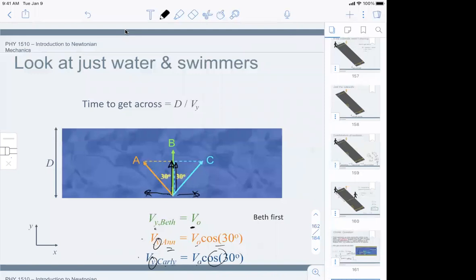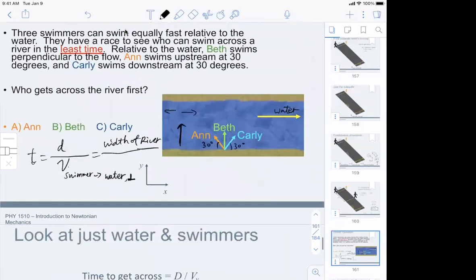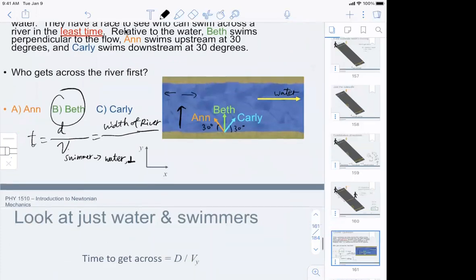So Anne and Carly will cross the river in the same amount of time, but they will both be behind Beth. Beth has the biggest velocity and crosses first, because cosine of 30 degrees is less than 1. So these two velocities are both smaller than v0. So the correct answer would be Beth. Who gets across first is the one who has the largest velocity in the y direction.